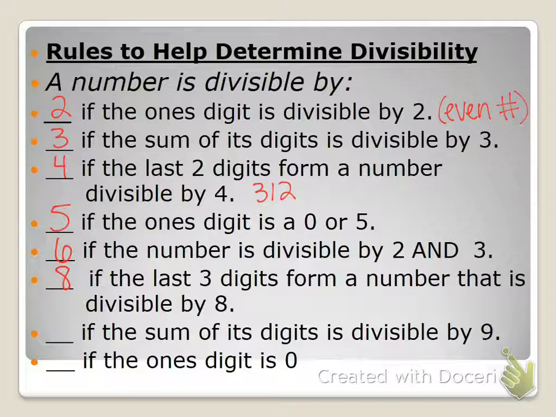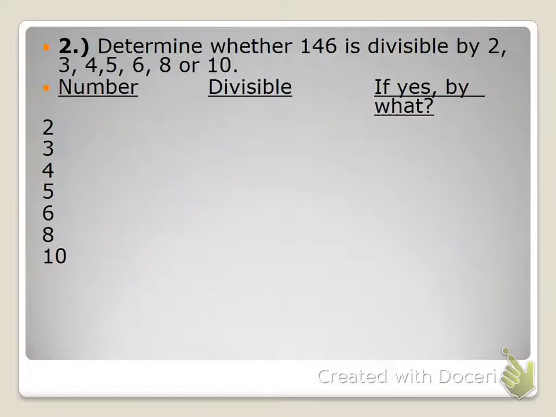A number is divisible by 9 if the sum of the digits is divisible by 9. That one was also mentioned in the video. And it's divisible by 10 if the ones digit is a 0. All right, determine whether the number 146 is divisible by 2, 3, 4, 5, 6, 8, or 10. And if it is, we're going to explain why.